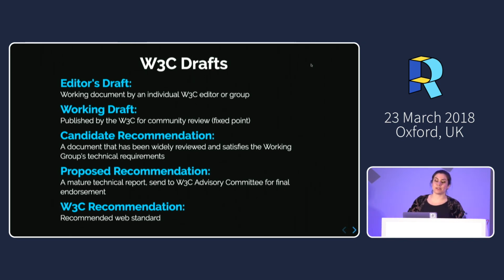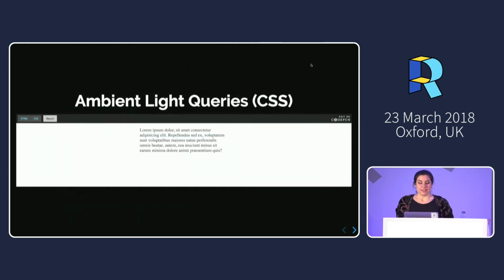So at any given time, there are usually both editor's drafts and working drafts in view for any individual person, for any individual W3C property or item or element they're working on. There's also candidate recommendations, proposed recommendations, and then finally W3C recommendations, which is what makes web standards. So ambient light queries are pretty cool.